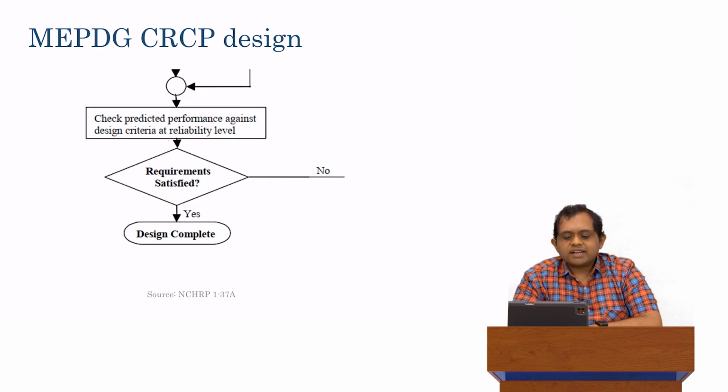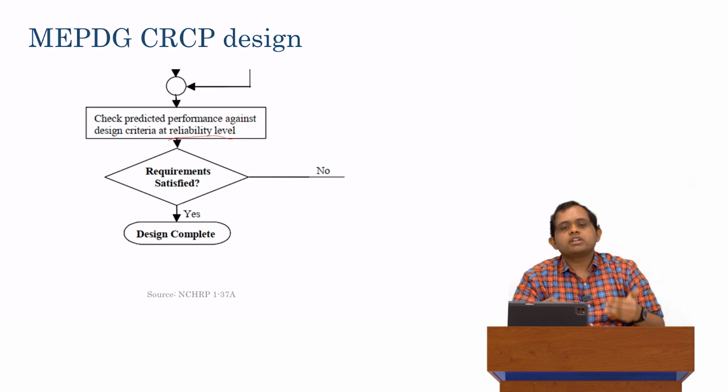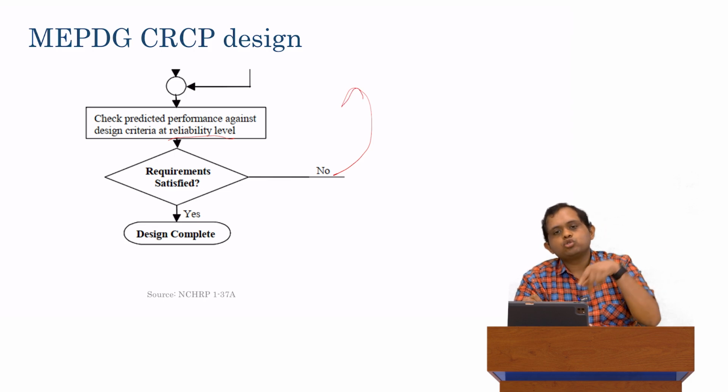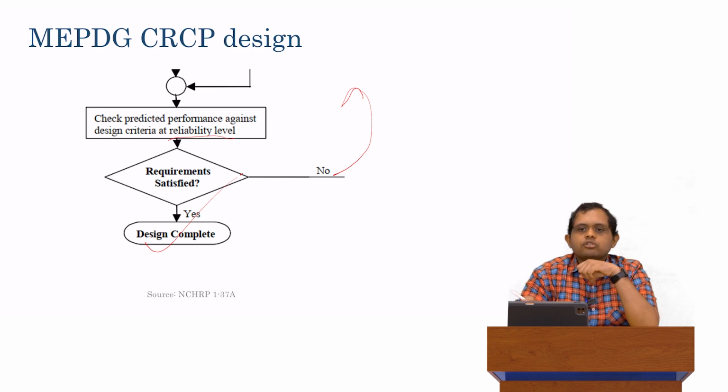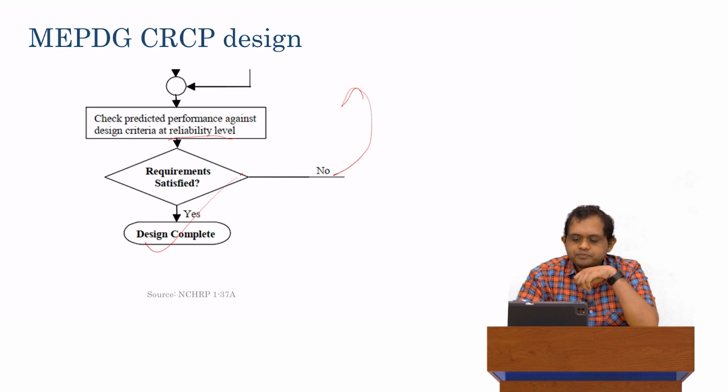Then we go out into our design step, check the predicted performance against design criteria at the reliability level. In other words, is the IRI less than the maximum allowable IRI? Are the number of punch outs per kilometer less than the maximum allowable number? If no, go back, choose a new trial structure, repeat. If yes, then that's a completed design. So that's the overall process that is used for the design of CRCP.